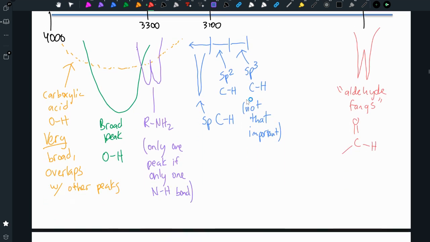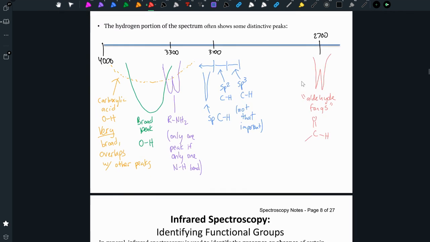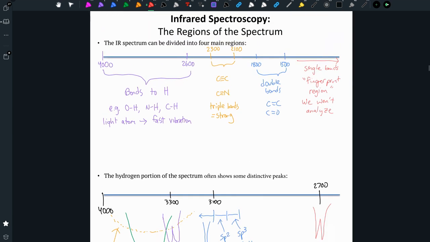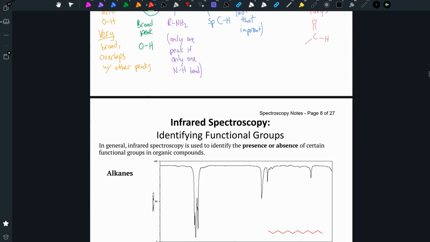All right, so let's look at some spectra and talk about what I want you to see. And really, the four things I want you to look for would be carbon-carbon double bonds, carbon-oxygen double bonds, and then triple bonds and OH bonds or NH bonds.